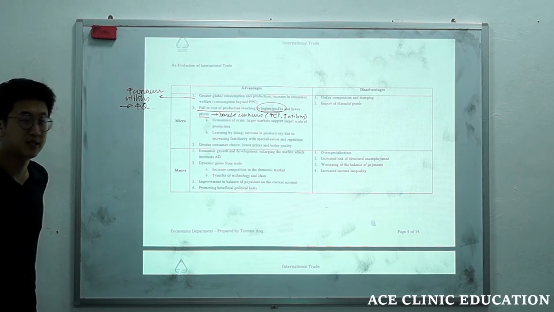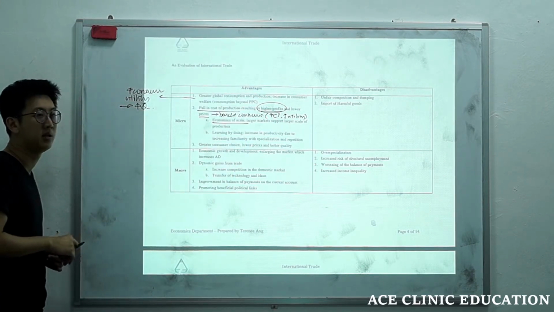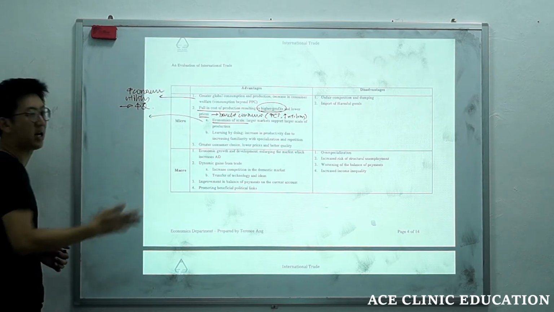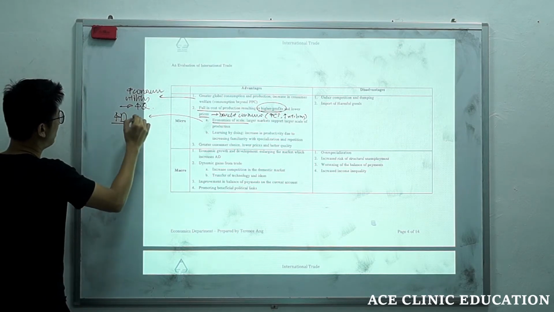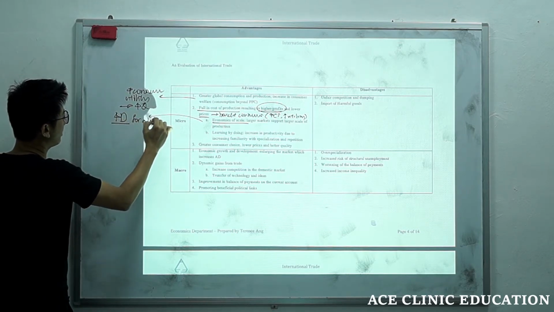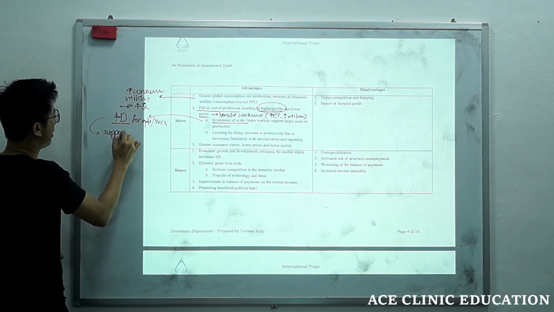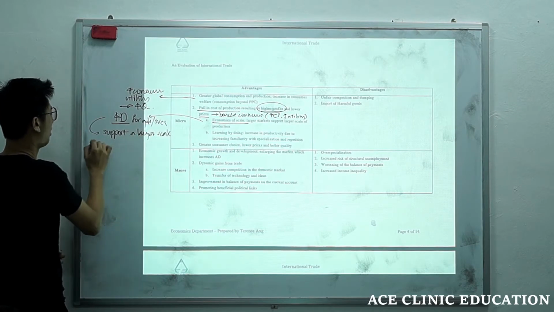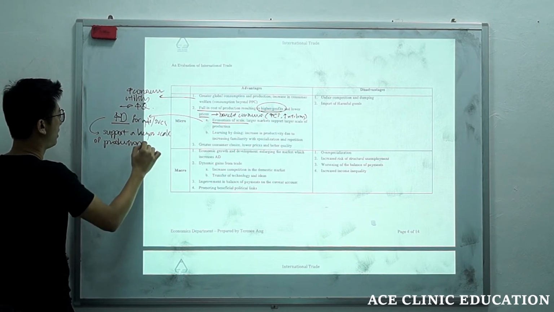There are 2 possible reasons. The first one is IEOS, right? So simply put, when you have free trade, obviously there will be a rise in demand for your goods and services. A rise in demand will support a larger scale of production, right?